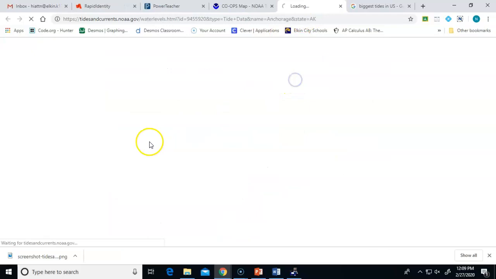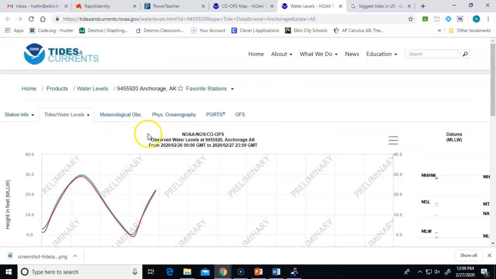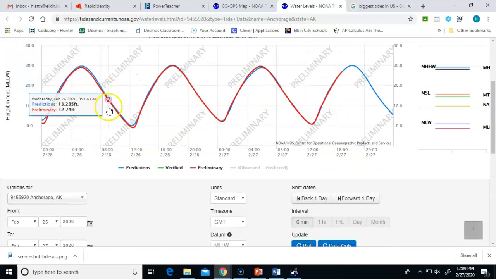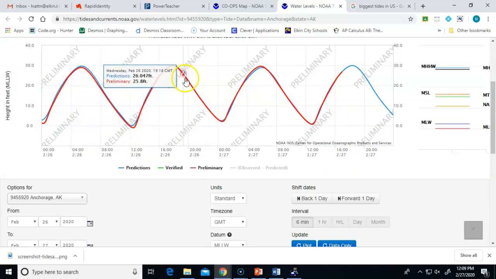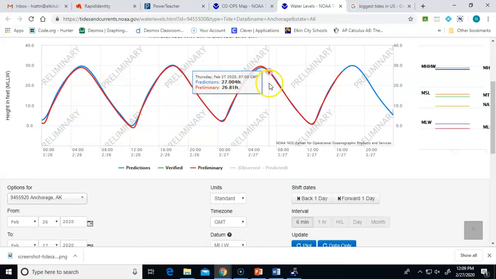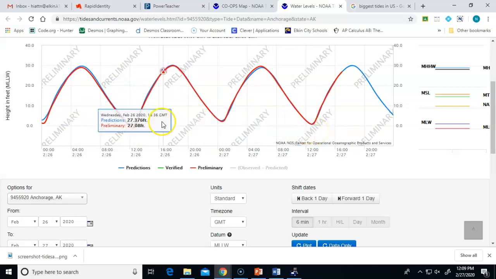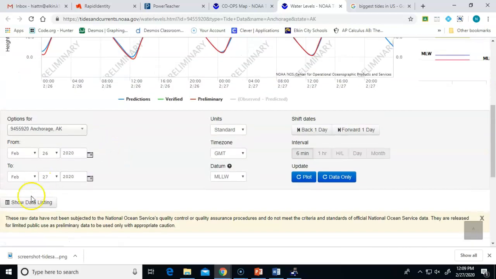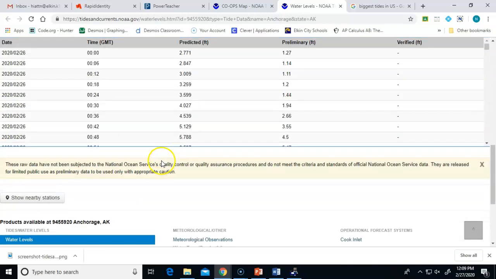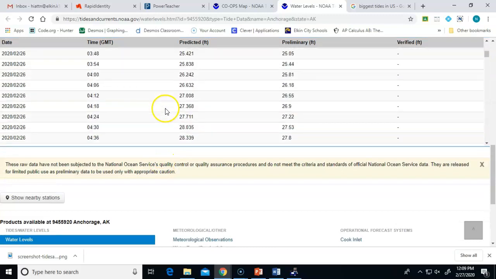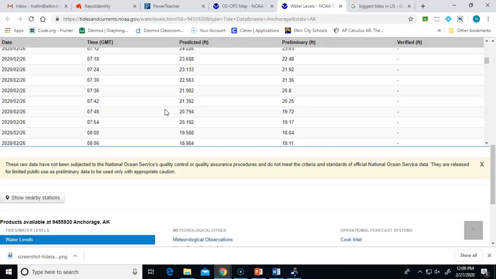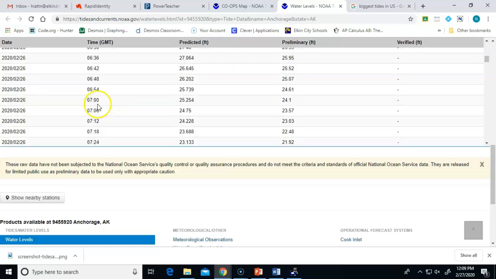More data, water levels. It's also kind of cool how it's not exactly sine. I wonder what makes it do that. Probably something to do with like the, I don't know. All right, let's see. Show data listing. What about if we go back? Let's see, 2026. Let's just pick 7.